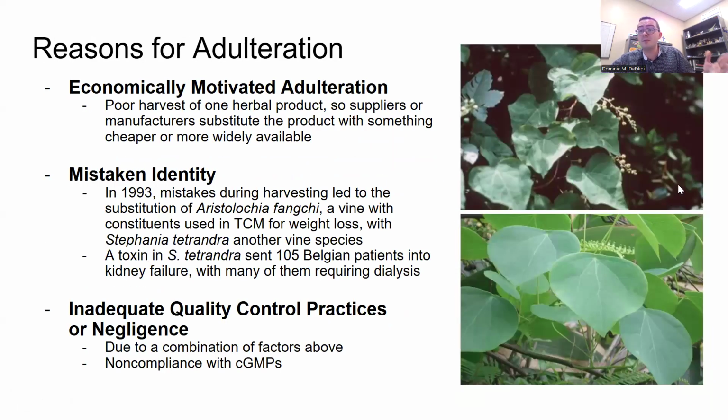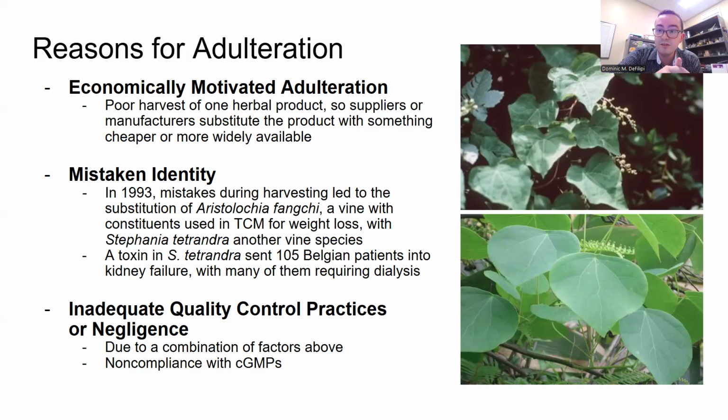There's many reasons as well for adulteration. So when we talk about supplements, we also have to recognize that sometimes they are adulterated with various poison or toxic things. And that might be due to three different types of adulteration: economically motivated, mistaken identity, and inadequate quality control practices. So firstly, economically motivated adulteration.